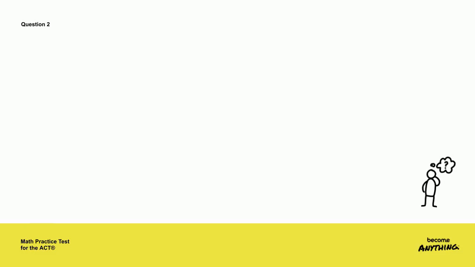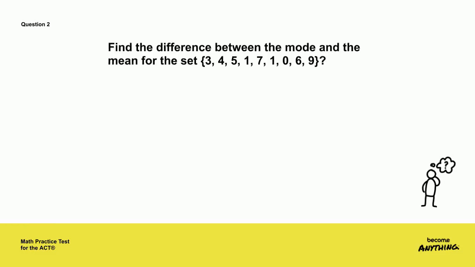Question 2. Find the difference between the mode and the mean for the set 3, 4, 5, 1, 7, 1, 0, 6, 9. A. 3. B. 0. C. 4. D. 1.